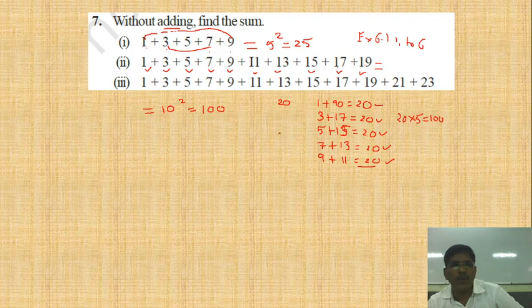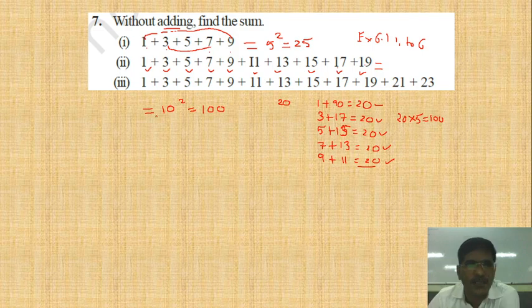But don't do it this way. Just do it this way. How many terms are there? 1, 2, 3, 4, 5, 6, 7, 8, 9 and 10. So 10 squared is 100.